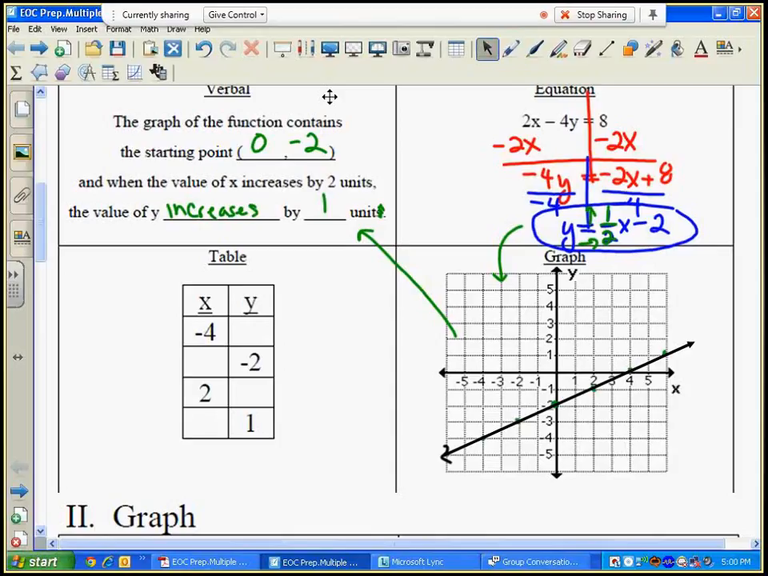If we did throw this in the calculator, we could produce a table, but we could also just get them off the graph. When x is equal to negative 4, so when x is right here, that means that y has to be at negative 4 as well.